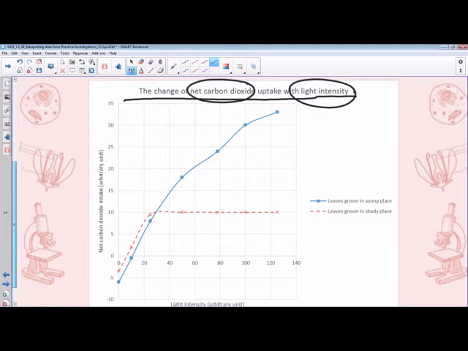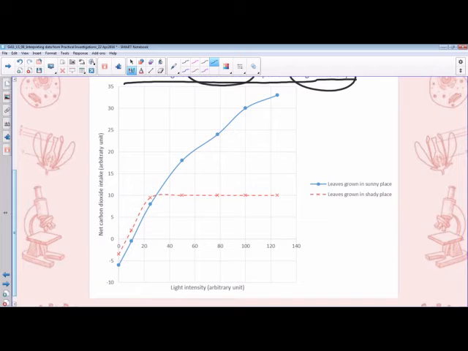We also notice that there are two graphs illustrated. Let's look at the key. The graph that is illustrated in orange shows a plant that is grown in a shady area, so this is a shade-loving plant, and the graph that is illustrated in blue shows a plant that loves to grow in sun. So it's a plant that is well adapted to growing in a sunny, bright, well-lit environment.